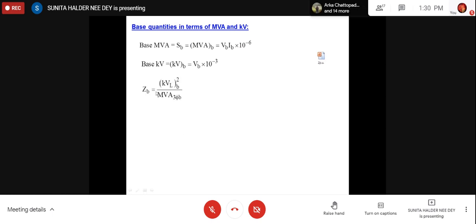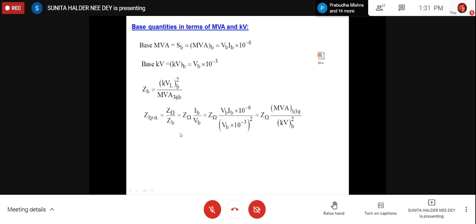Then ZB obviously is V square by MVA, because when you are squaring kV, 10 to the power minus 3 will be square, 10 to the power minus 6. So this 10 to the power minus 6 and minus 6 will be cancelled out, if the unit will be same. You can verify it. So when we are calculating using a base quantity, simply it will be Z ohm into MVA by kV square. You can derive it yourself.